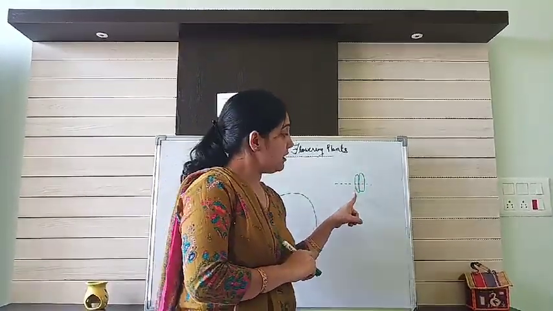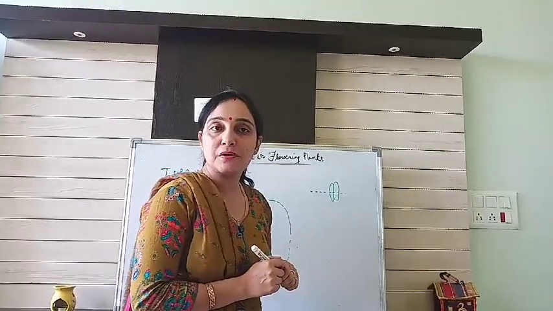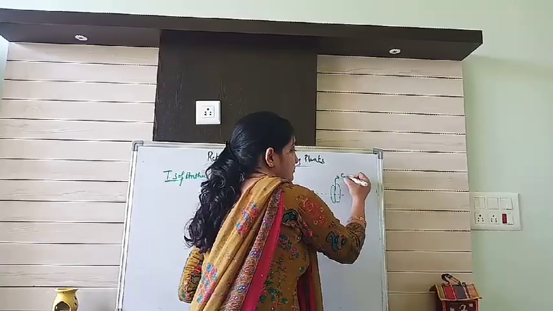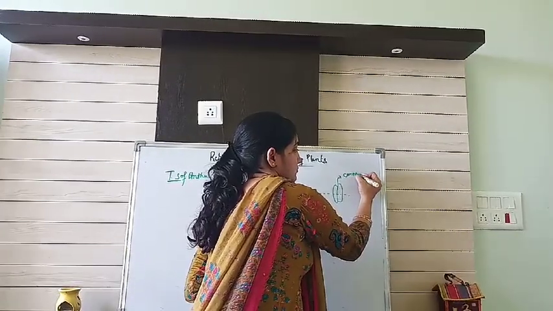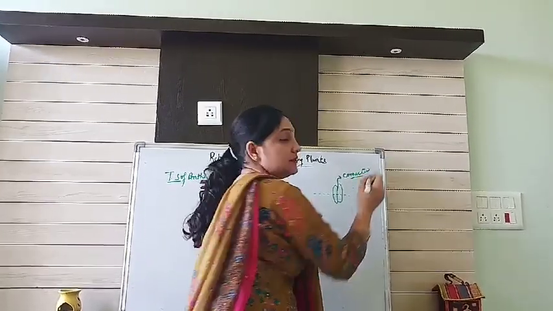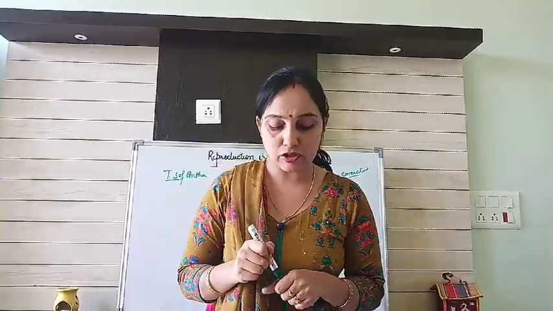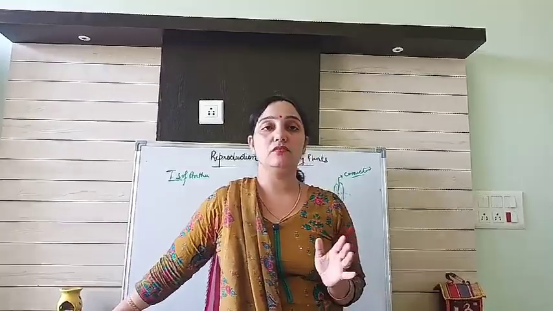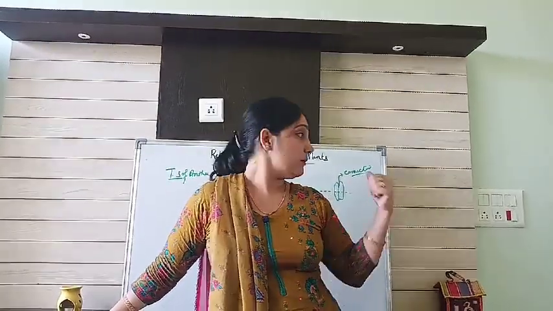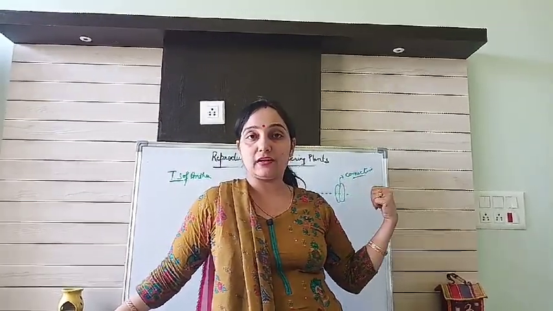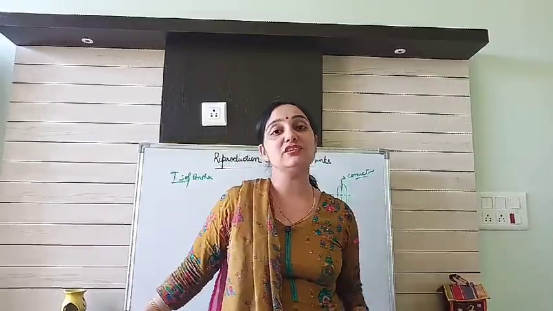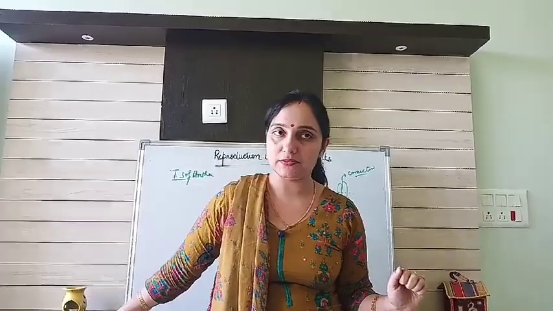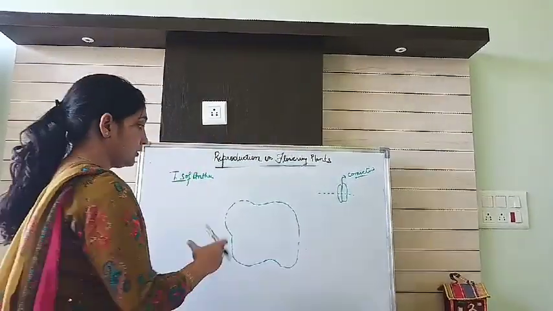I forgot to tell you, these two lobes are attached by connective tissue. We call it the connective. This connective tissue is actually sterile. We call the male reproductive part helpful in the reproduction process, but the part of the anther which is the connective, through which the two lobes are attached, is sterile. So it does not take part in the reproduction process.